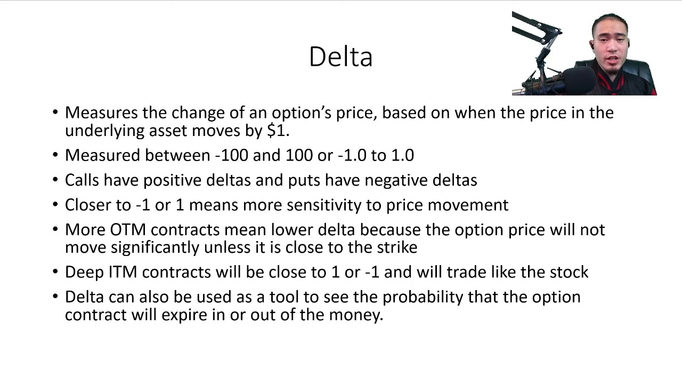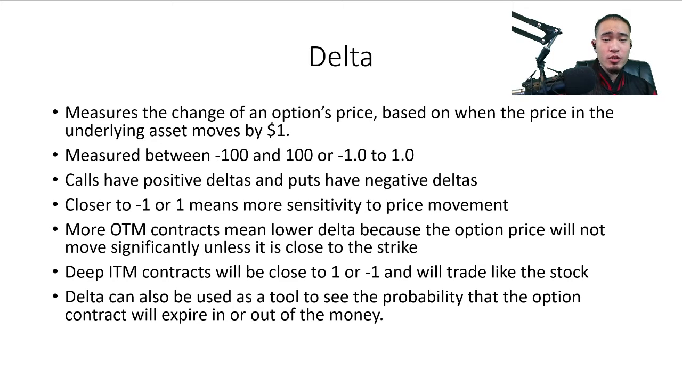Delta measures the change of an option's price based on when the price of the underlying asset moves by $1. Delta is measured between negative 100 and 100, or negative 1 to 1. Calls have positive deltas and puts have negative deltas. A delta closer to negative 1 or 1 means more sensitivity to price movement.